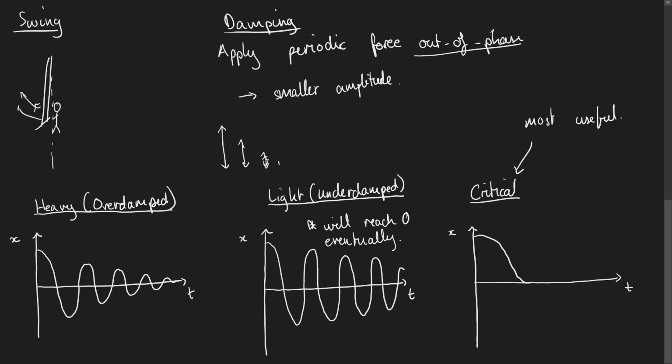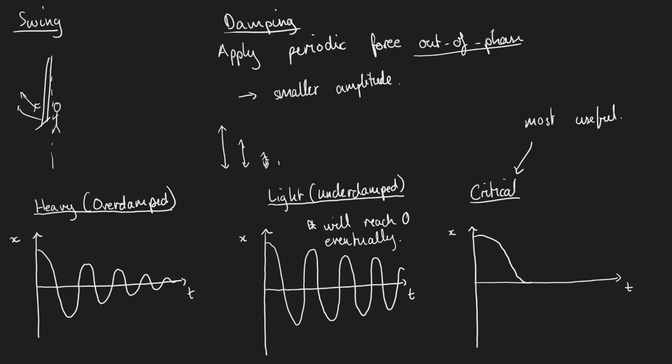So critical damping, if we continue with this basketball analogy, is you grab the basketball and you just put it on the floor, right? You don't bounce it towards the floor. You don't hold it as it goes down. You literally just grab the basketball and you place it on the floor. And that would be critical damping.